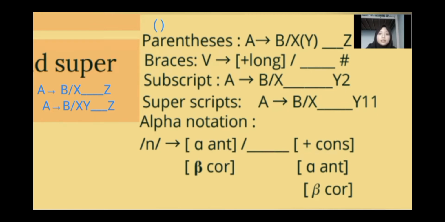Next is to talk about the braces. Braces use brackets like this, or we call them curly brackets. This kind of bracket is used to represent an either-or relationship between two environments, so that A becomes B either between X and Y or between Z and Y. Therefore, either X or Z must be present, both cannot be absent.